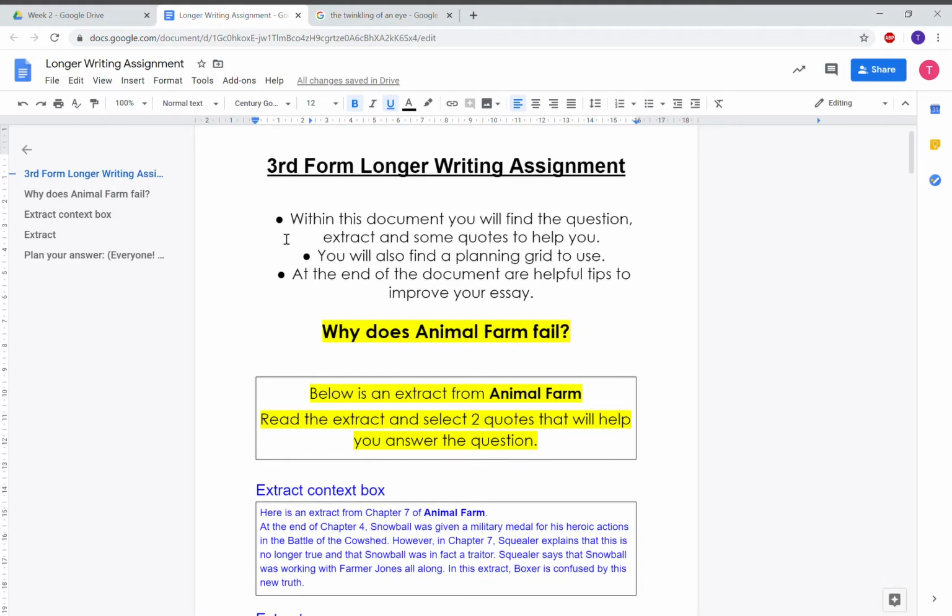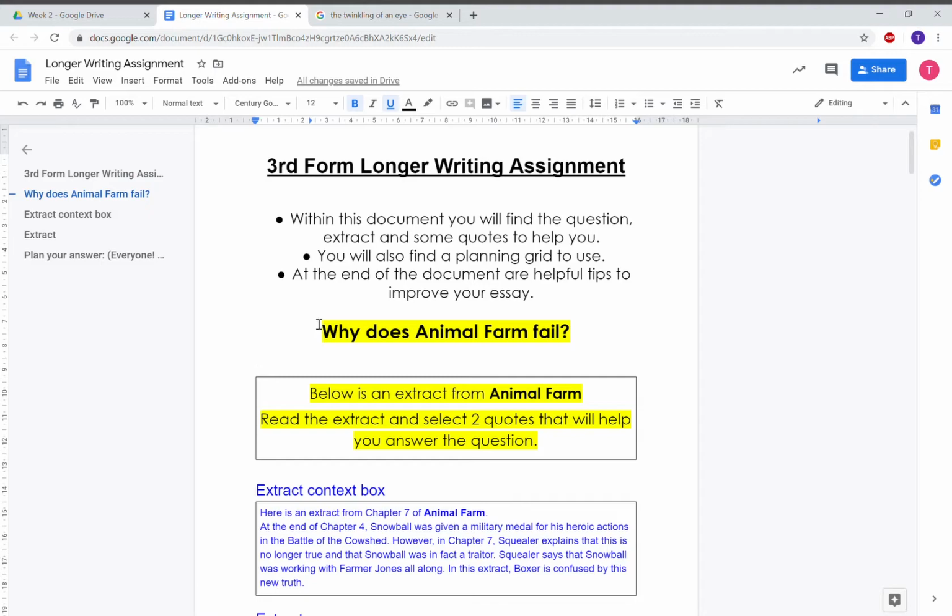So let me start by reading you what the longer writing assignment question is going to be. You're going to be answering a question on Animal Farm, just one question. The question is here: why does Animal Farm fail? So you're given one question and you need to attempt to write some analytical paragraphs, an essay, to answer that question. I'll go into a bit more detail on how many paragraphs you should be writing and what those paragraphs should include in a moment.